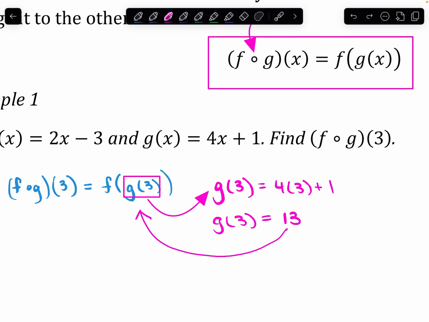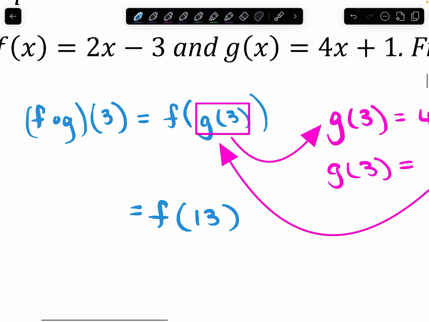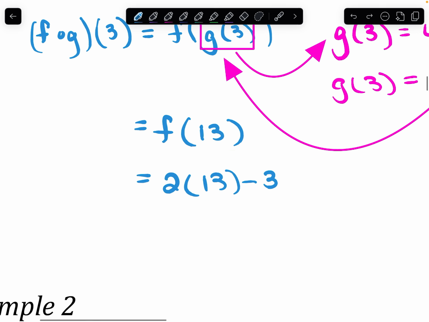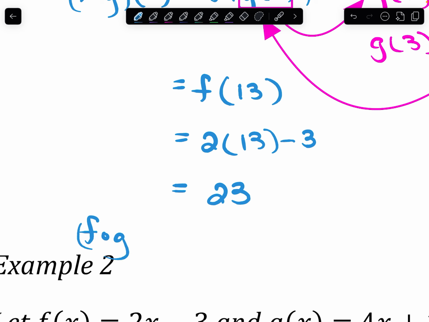I would like a curly arrow, please. There. One more try. There we go. So we know that g of 3 is 13, so we can come back over here and replace g of 3 with its actual value, 13. Now we can calculate the outside, f of 13. That means plug in 13 for the variable x. So that would be 2 times 13 minus 3. 2 times 13 is 26. 26 minus 3 is 23. So that means f of g of 3 is 23.